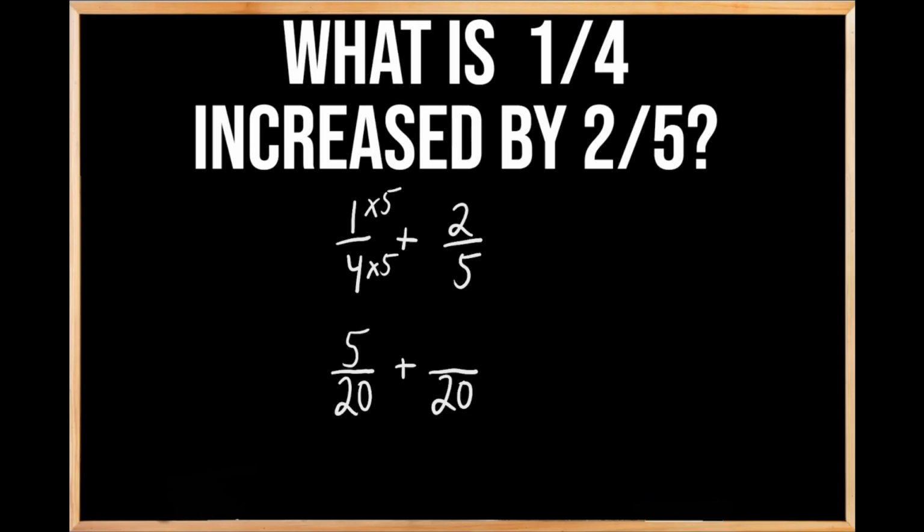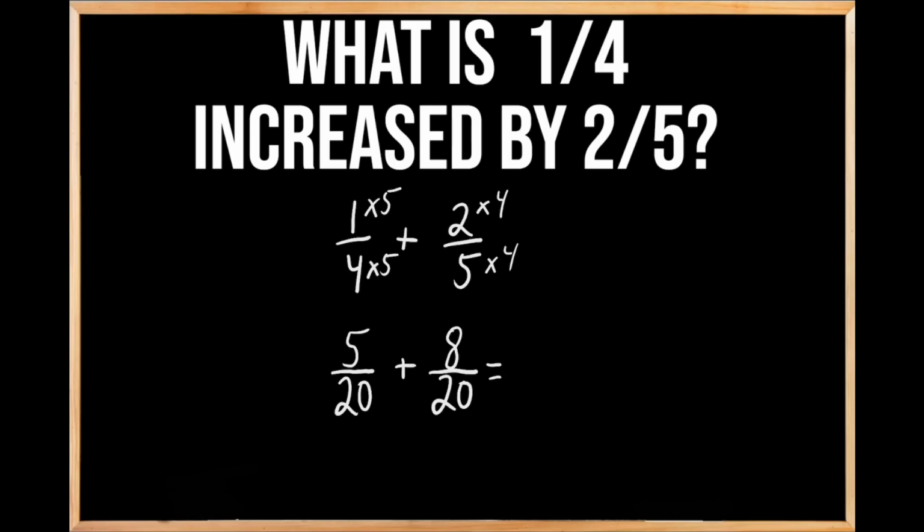Now moving on to the second fraction, where this time we had to multiply our denominator of 5 by 4 in order to get the denominator of 20. So we need to do the same thing to our numerator up top. And when we multiply 2 times 4, we get 8 for the equivalent fraction of 8/20.